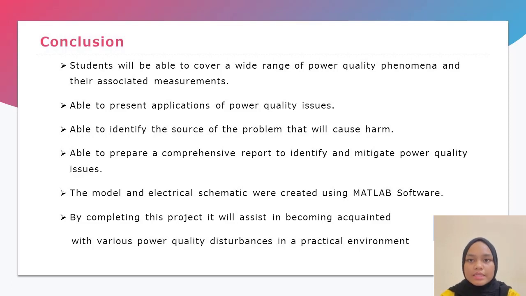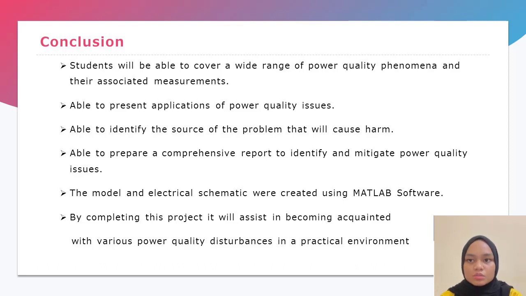In conclusion, by the end of the project, students will be able to cover a wide range of power quality phenomena and their associated measurements. Next, we will be able to present application of power quality issues in a meaningful, elaborative, understandable, and concept visualizing manner. Voltage sag, voltage swell, transient, and harmonic are among the power quality issues discussed in this project.